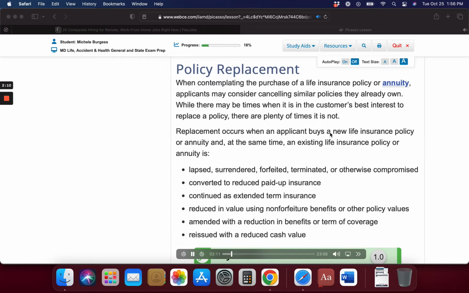Converted to reduced paid-up insurance. Continued as extended term insurance. Reduced in value using non-forfeiture benefits or other policy values. Amended with a reduction in benefits or term of coverage. Reissued with a reduced cash value.